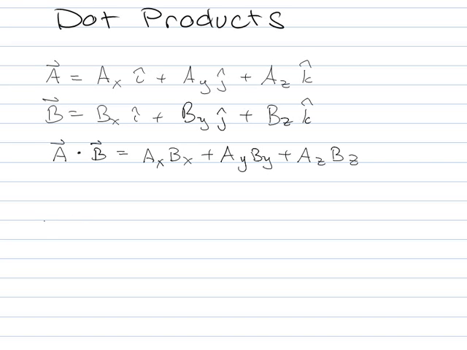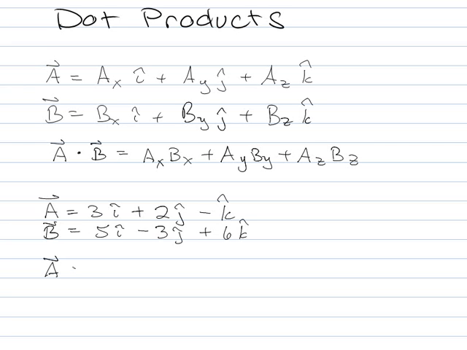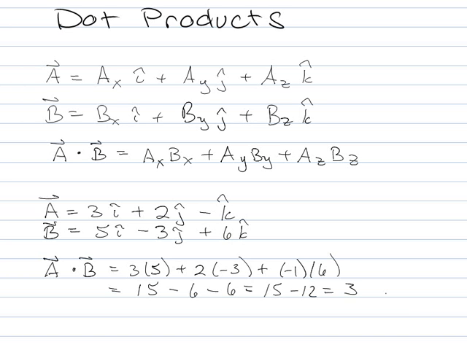Again, I'm more of a pattern matcher than a formula memorizer. That's not true. I love memorizing formulas. But let me give you an example here. So A is 3i hat plus 2j hat minus k hat. And then B was 5, minus 3, and 6. Then I would say that the dot product of these two would be 3 times 5 plus 2 times negative 3 plus negative 1 times 6, also known as whatever 15 minus 12 is. That would be 3? Oh, please, would that be 3? Okay. So the dot product would be 3.